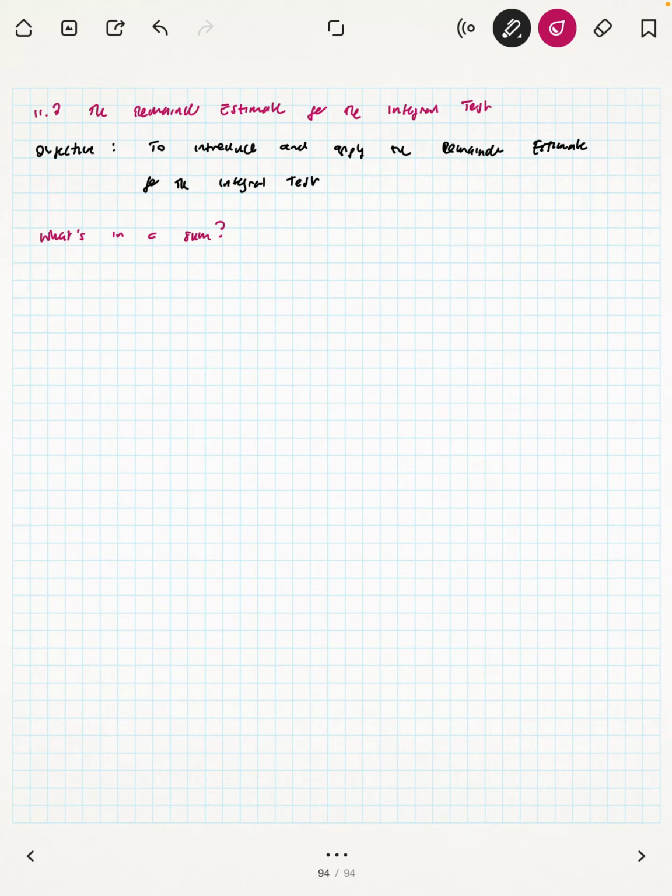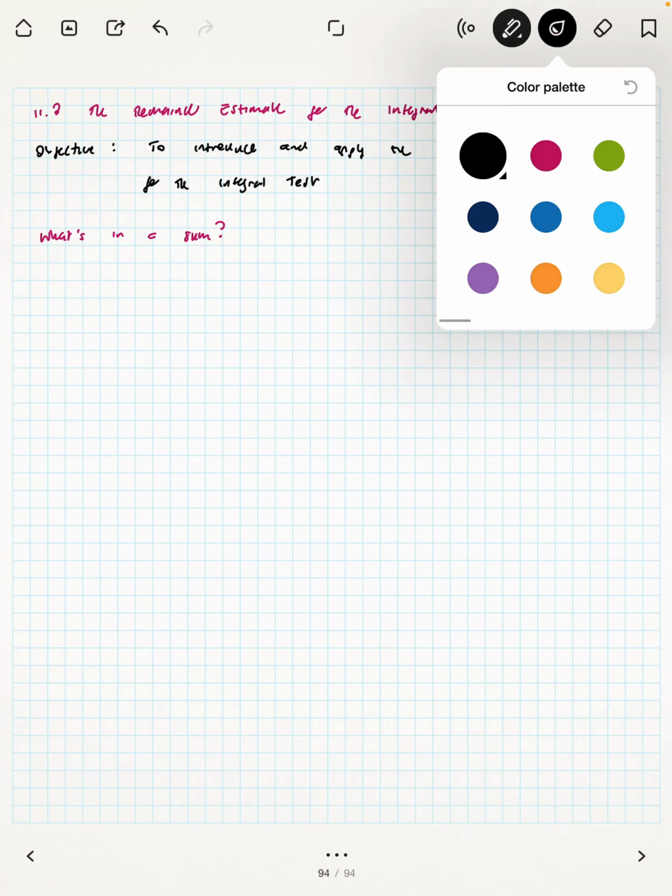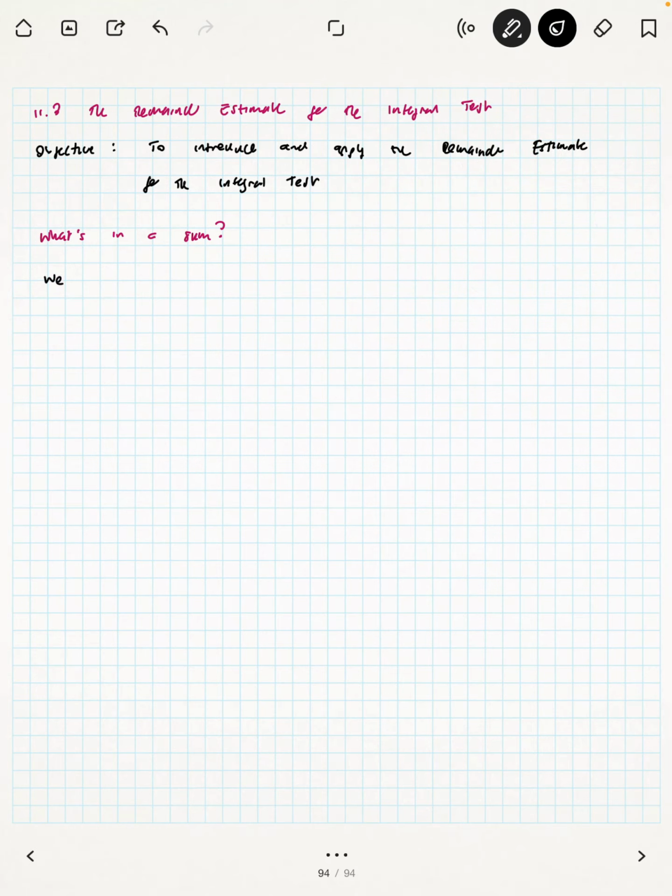To round out our treatment of the integral test for section 11.3, we're going to talk about the remainder estimate. And it's our objective in this video to introduce and apply the remainder estimate. And before we get into that, let's talk about a series that we already saw.